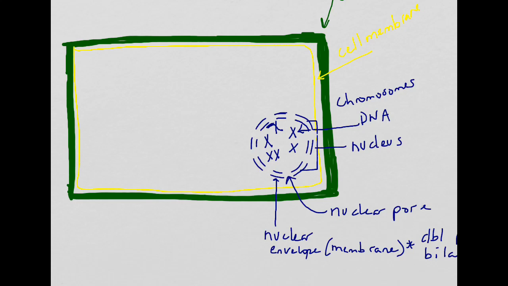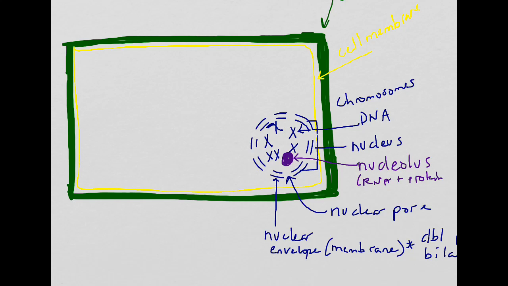Some other stuff you might find in the nucleus: the nucleolus. So draw a dark circle in the middle of the nucleus. I call it nucleolus. You'll also hear it as nucleolus. Okay, so the nucleolus is there. The nucleolus is an accumulation of RNA and proteins.